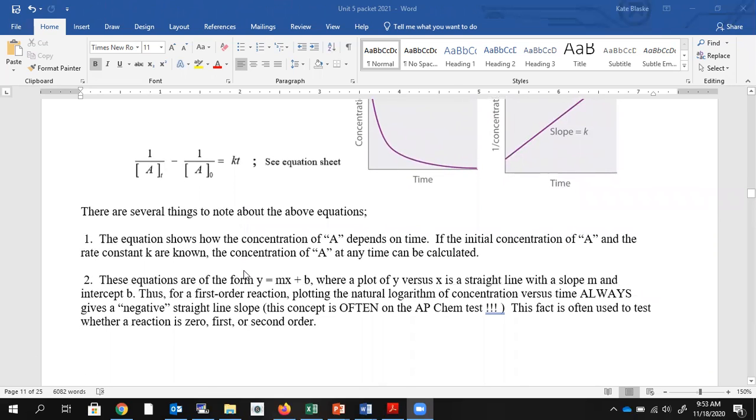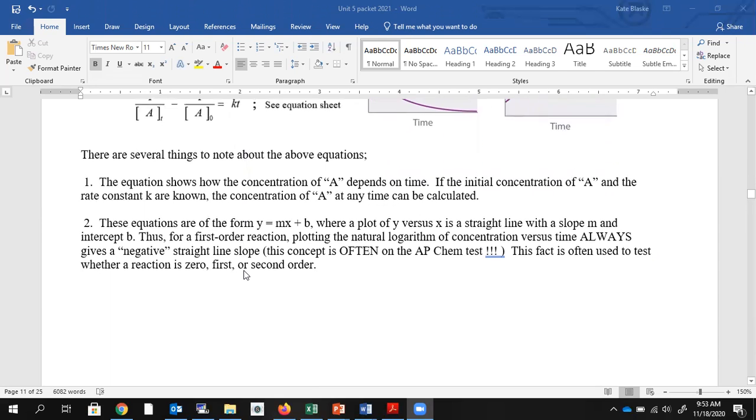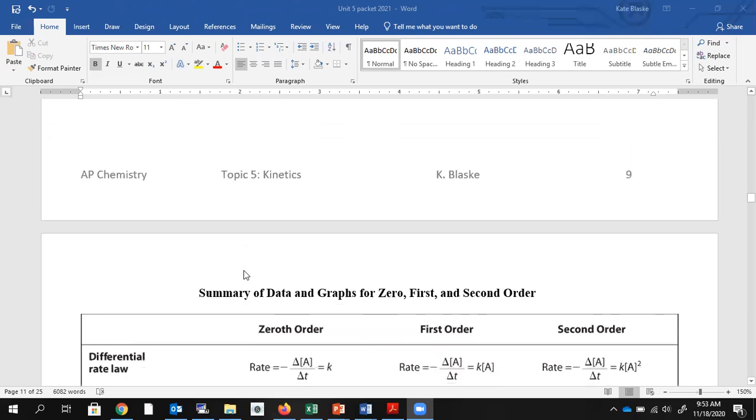Being able to identify what order reaction you have based on the graphs is a very, very common thing to show up on the AP test, both in the multiple choice questions and in the free response questions. So we'll be practicing that a lot.